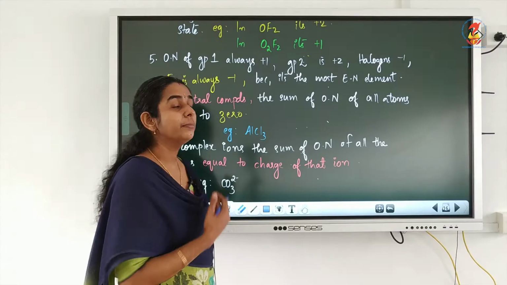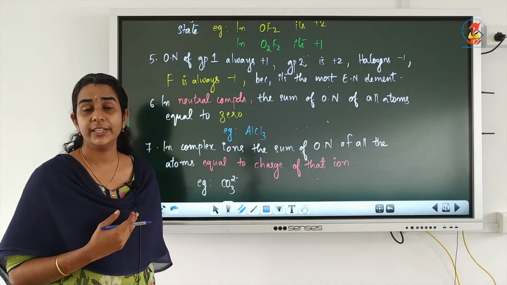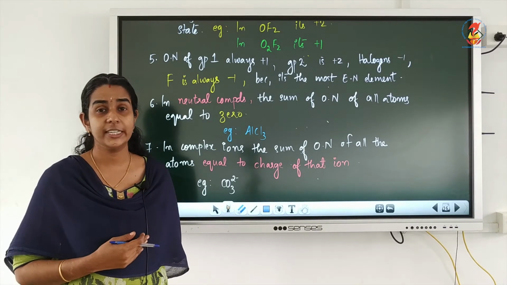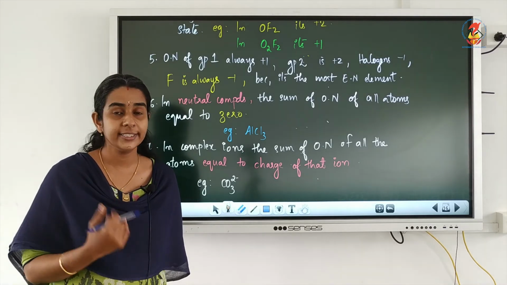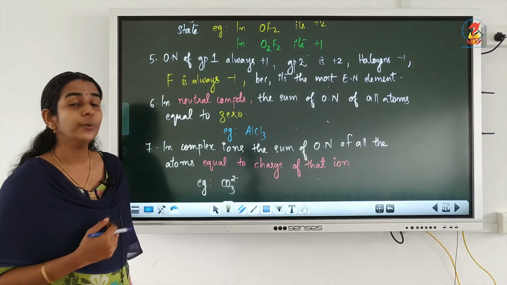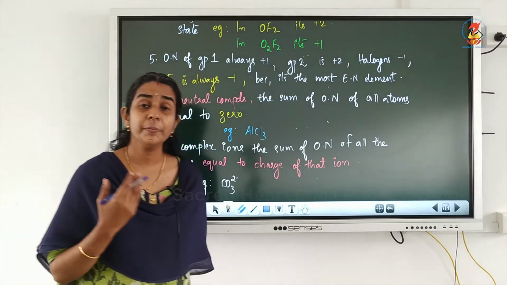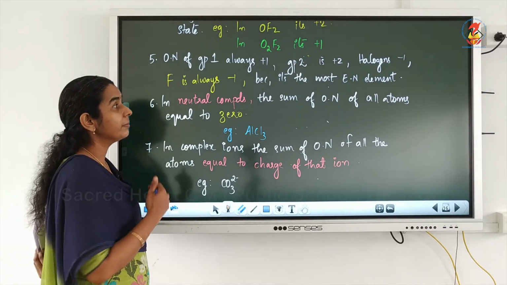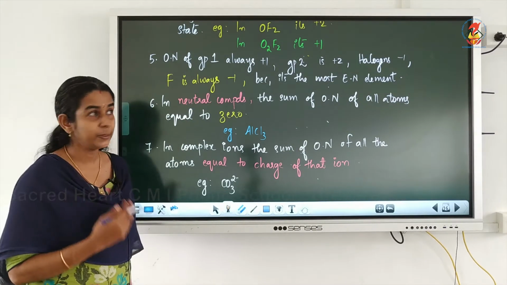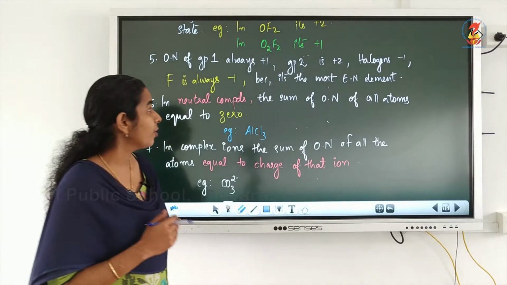Now group 2 elements will have a +2 oxidation state. Halogens will always have a -1 oxidation state. Which are the halogens? Fluorine, chlorine, bromine, iodine and astatine. Which are the group 2 elements? Beryllium, magnesium, calcium, strontium, barium and radium. So for group 2 elements, what is the common oxidation state? It is +2.